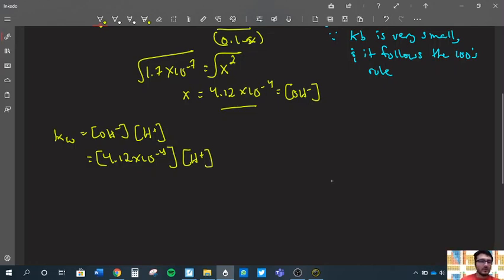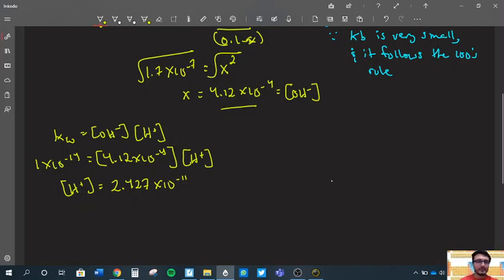Okay, so Kw we know is 1 times 10 to the negative 14, our water constant. And then we just solve a bit of grade 9 algebra here. We get H is equal to 2.427 times 10 to the negative 11. Very small, right? So it's probably not going to have a very low pH at all.